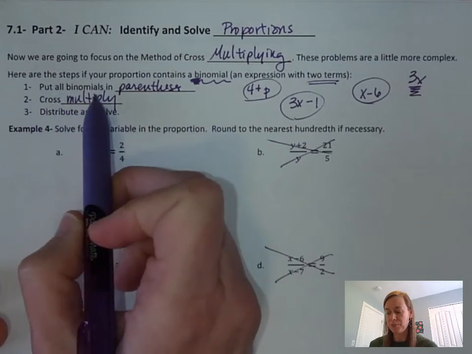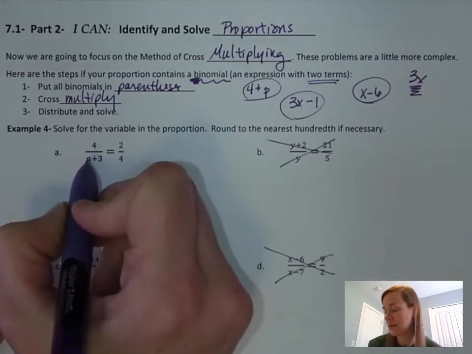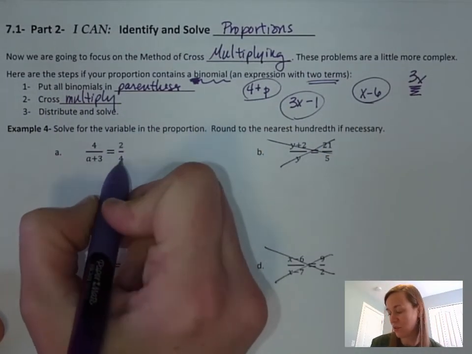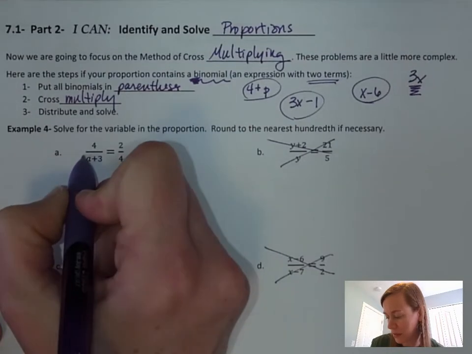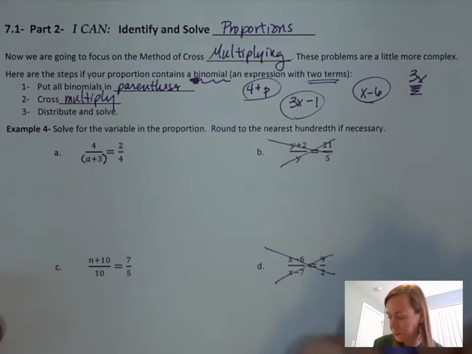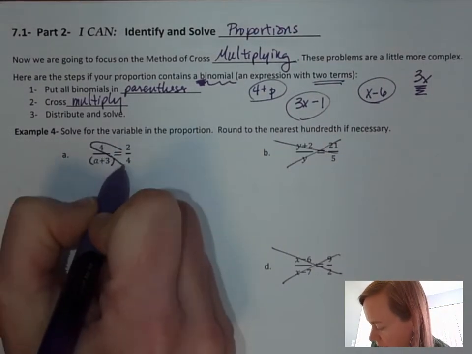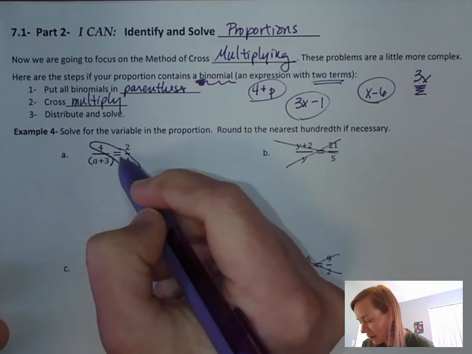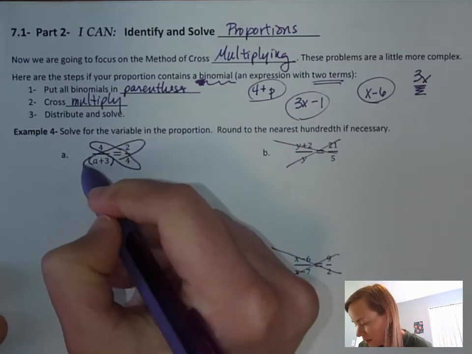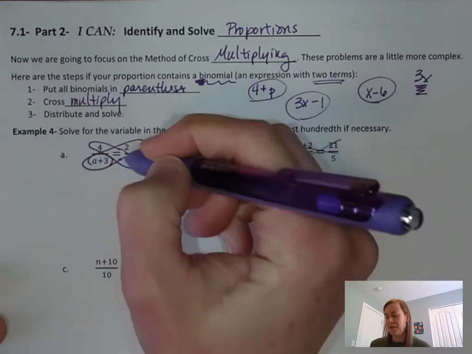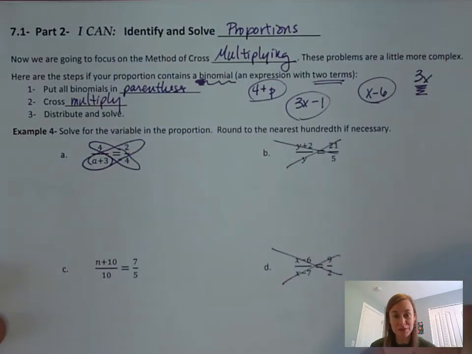So step 1 is to put all binomials in parentheses. That's just a number, that's just a number, that's just a number, but this is a binomial, so let's put it in parentheses. Now we're going to cross multiply. Let's draw our little butterfly. We're circling in a diagonal pattern. The numbers in circles get multiplied to each other.